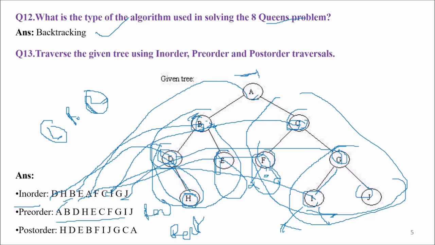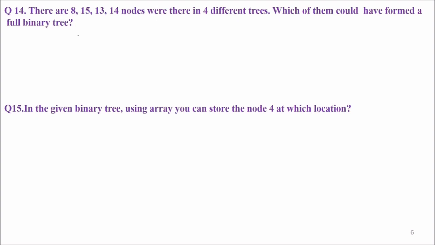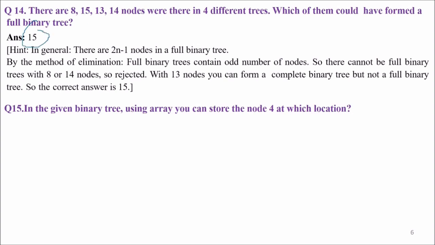I hope that you'll be able to do it. There are 8, 15, 13 and 14 nodes. These are nodes in 4 different trees. Which of them could have formed a full binary tree? We'll do it by rejection. The answer is 15. In general, there are 2n-1 nodes in a full binary tree. So by the method of elimination, a full binary tree contains an odd number of nodes. So there cannot be a full binary tree for 8 and 14; we just remove them because they need to have an odd number of nodes. With 13 nodes you can form a complete binary tree, but it is not a full binary tree. So the answer will be 15.